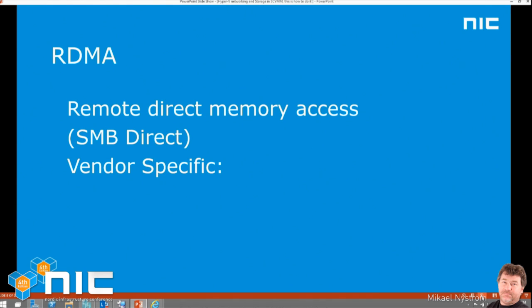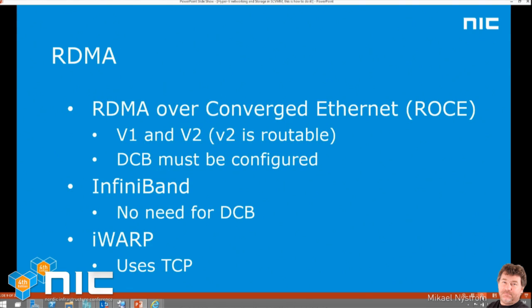The fourth thing is RDMA, or SMB Direct. The problem with that is that it's vendor specific. Microsoft supports RDMA. That's cool. So what does it mean? Well, we support direct memory access. We support SMB3 Direct. Oh, that's cool, SMB Direct. But the problem is that you need to pick and choose.